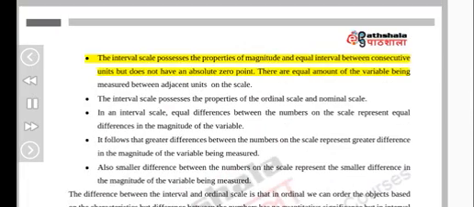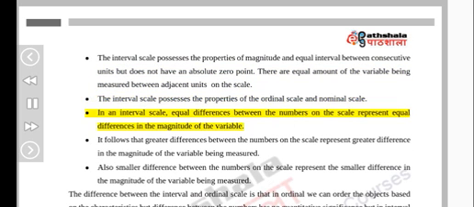The interval scale possesses the properties of magnitude and equal interval between consecutive units, but does not have an absolute zero point. There are equal amounts of the variable being measured between adjacent units on the scale. The interval scale possesses the properties of the ordinal scale and nominal scale. In an interval scale, equal differences between the numbers on the scale represent equal differences in the magnitude of the variable. It follows that greater differences between the numbers on the scale represent greater difference in the magnitude of the variable being measured. Also, smaller differences between the numbers on the scale represent smaller difference in the magnitude of the variable being measured.